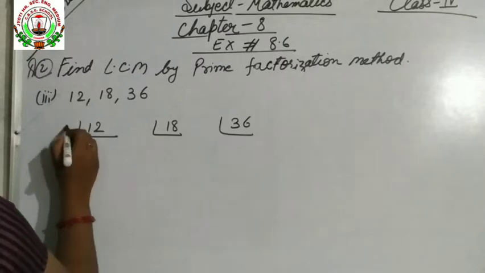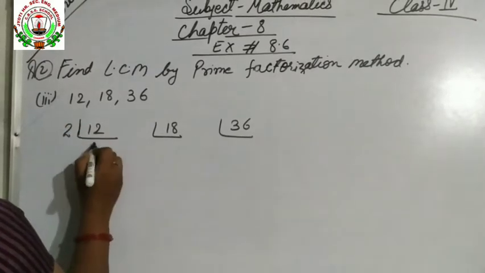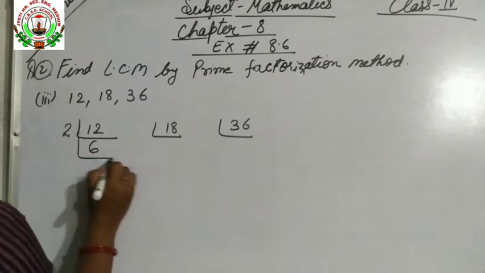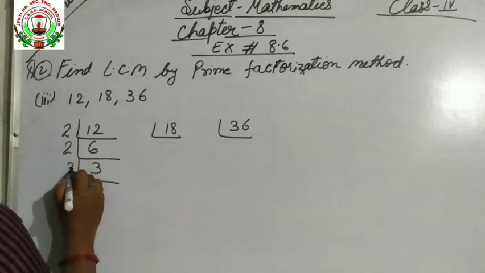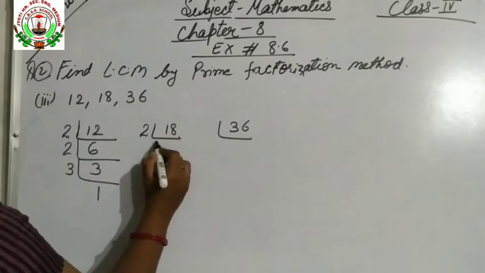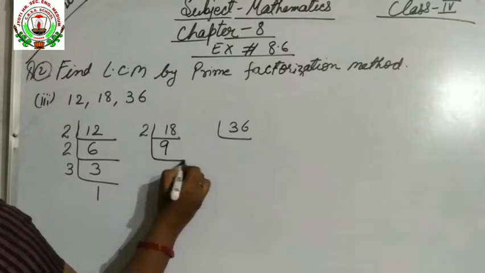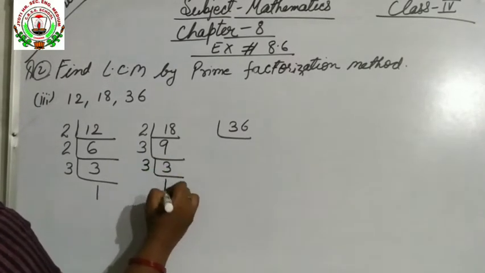Now 12, so the smallest prime number is 2. 12 is exactly divisible by 2. 2 6s are 12. Then 2 3s are 6. Now 3 is divisible by 3. 3 1s are 3. Next number is 18. It is also divisible by 2. 2 9s are 18. Then 3 3s are 9. Then 3 1s are 3.